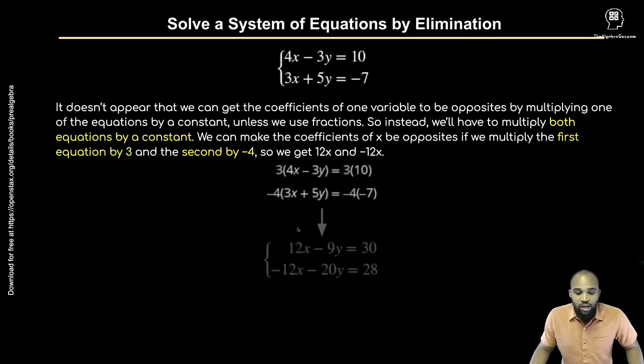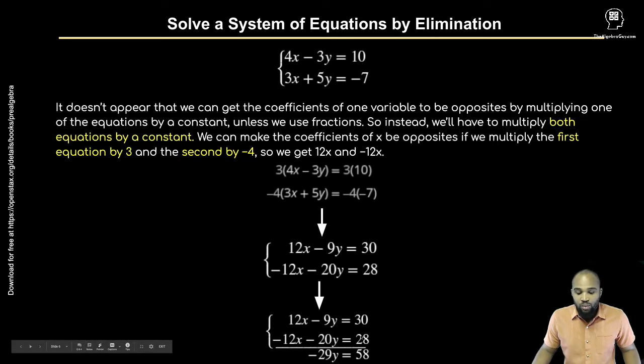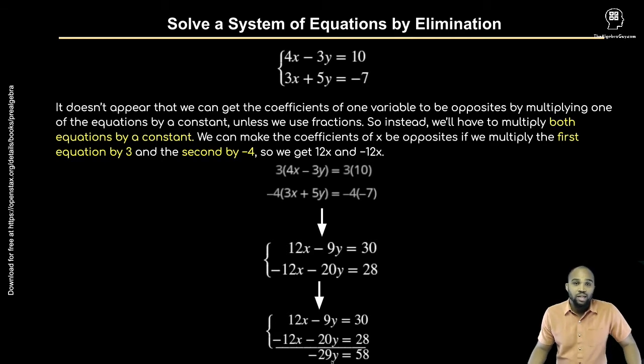don't change it. But that's going to give me a 12x and a -12x, which is going to allow those to eliminate, leaving me now with just my y's that I'm adding up. -9y and -20y give me a -29y. 30 and 28 gives me a 58, which is easy to divide to a -2.